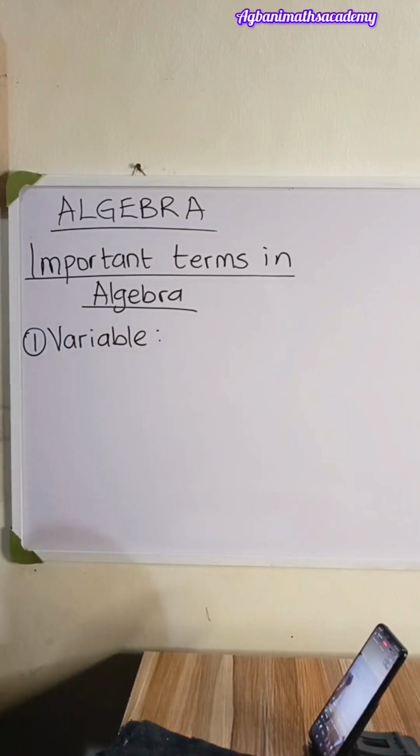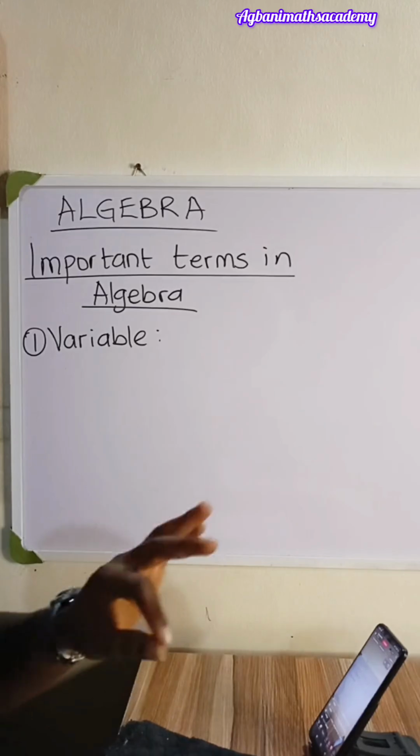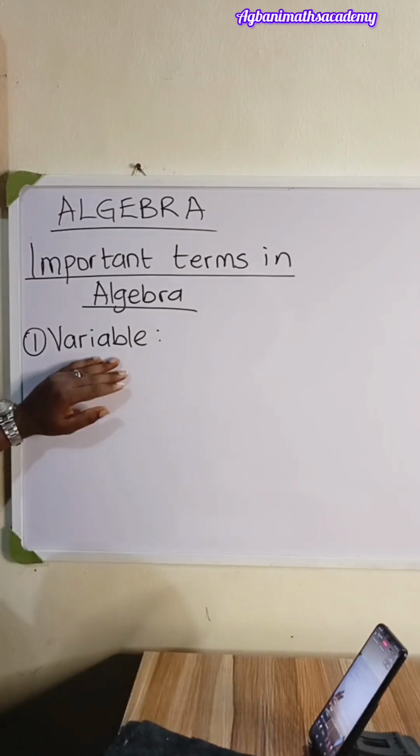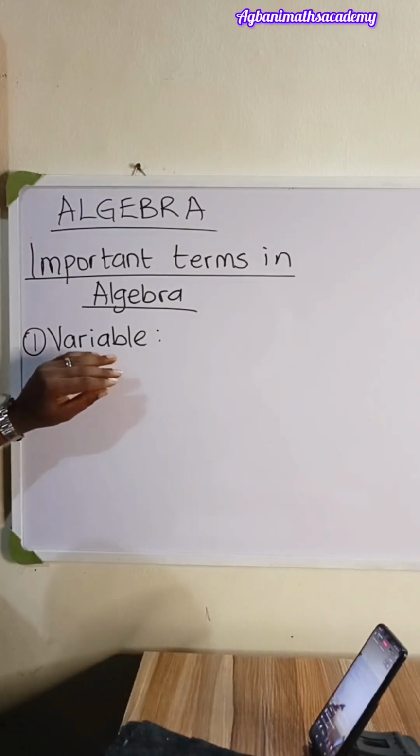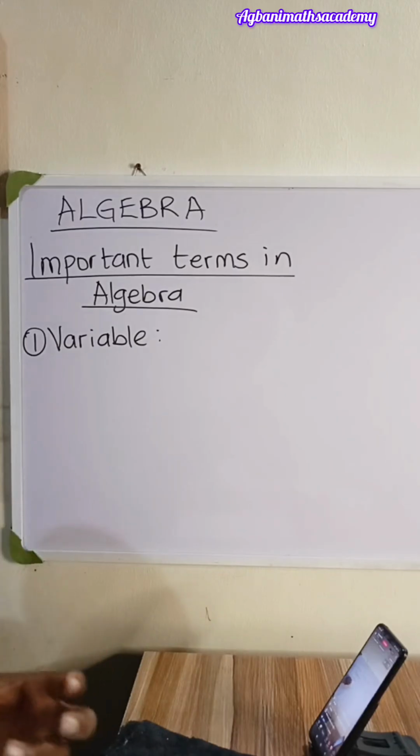Variable. So when you become more proficient in algebra, you should know all the terms in an algebra so that you mention the right names for a particular number. So what is a variable? A variable is an alphabet found in an algebraic expression. So a variable is an alphabet that is found in an algebraic expression.